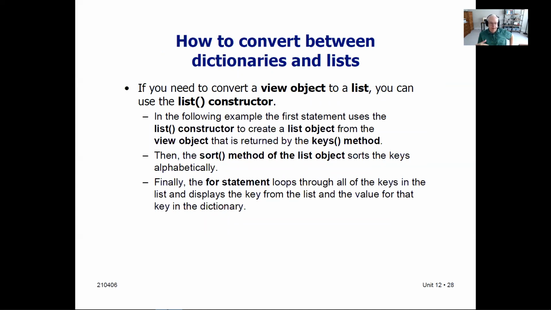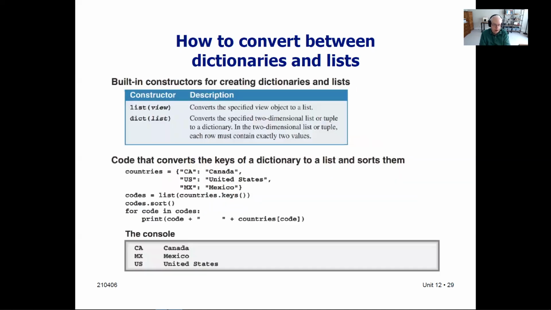But once we have a list, which we can change, then we can run the sort method on it and change the order. And then if we have to, we can convert the list back to a dictionary, and then it would be sorted for the time being. But remember, there's no guarantee it's going to stay ordered. So let's see how we use a for statement to pull this off.